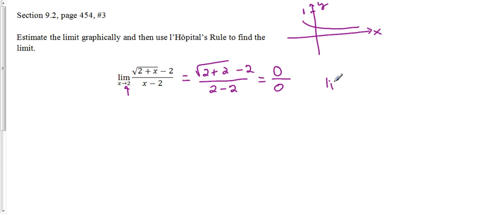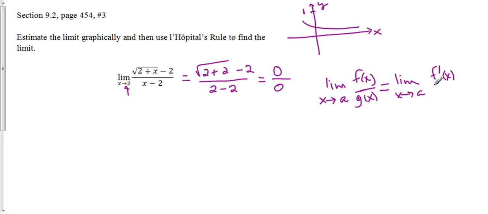So we're going to have the limit as x goes to a of f of x over g of x. And if that is equal to an indeterminate form, 0 over 0, infinity over infinity, then it's going to be equal to the limit, again, as x goes to a of f prime of x over g prime of x.